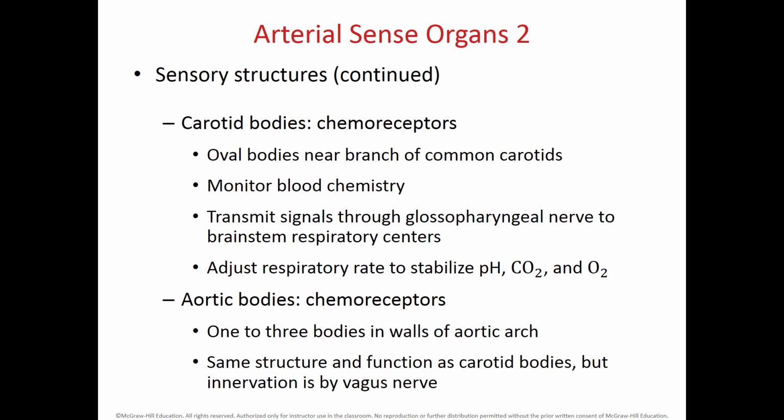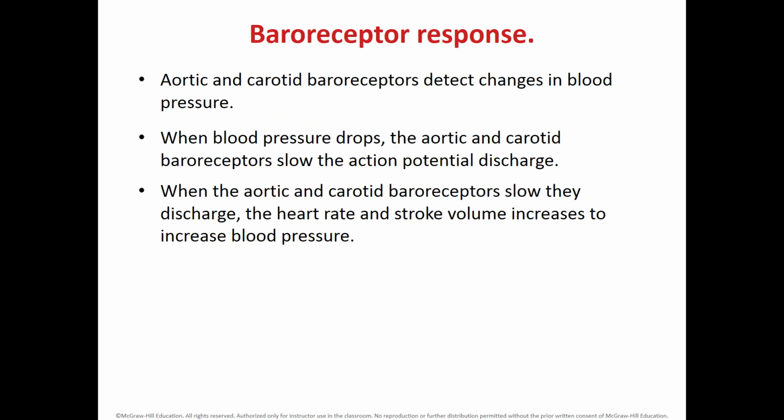Now, we also have chemoreceptors in the aorta, in the aortic arch. These are between 1 to 3 aortic bodies, and they have the same function as the carotid bodies, but instead of sending the signal to the brain using the glossopharyngeal nerve, they send the signal into the brain using cranial nerve number 10 or vagus nerve.